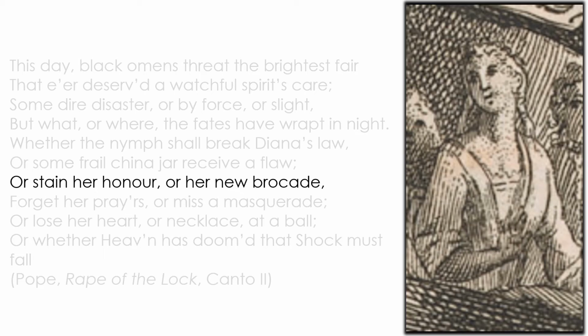Or stain her honour or her new brocade. So brocade means material or fabric, so the material of her clothes, the material of her dress. And again, these two things are equated: a stain on your honour and a stain on your clothes. The metaphorical use of staining your honour is mixed with the literal staining of her dress. And Pope uses a Zeugma here, but we'll come back to that a bit later.